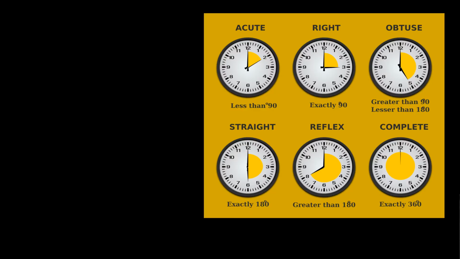I just placed the types of angles on the clock. An acute angle is less than 90 degrees, and a right angle is exactly 90 degrees. An obtuse angle is greater than 90 degrees and less than 180 degrees. A straight angle is exactly 180 degrees. A reflex angle is greater than 180 degrees, and a complete angle is 360 degrees.